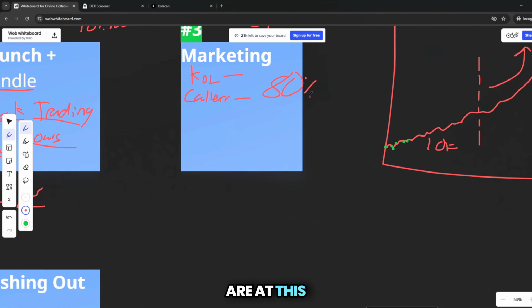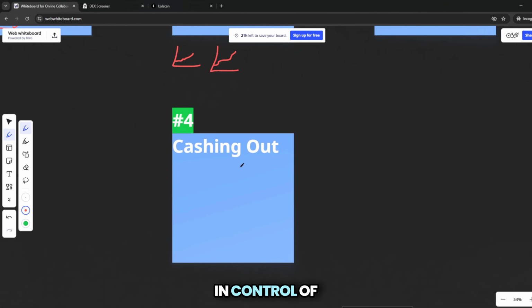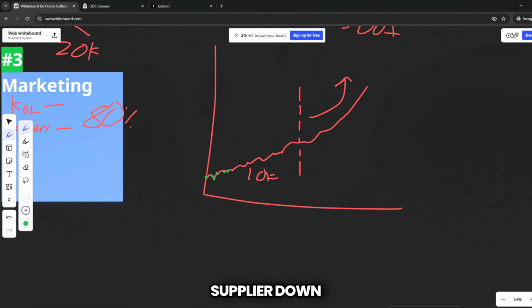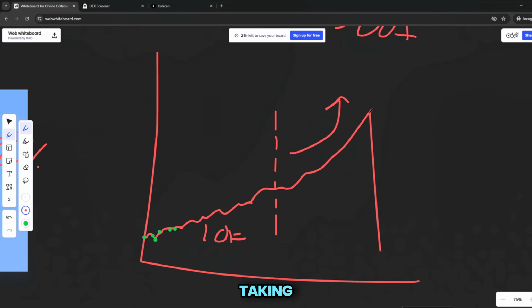And when you are at this position as a developer, you are in control of the entire game. You're in control of the supply, you're in control of your profits, and you're in control of literally everything. Because if you bundled a large amount of supply down here, if you sell everything, the price will crash. You will make money by taking the money from all of the traders who have bought in above you.